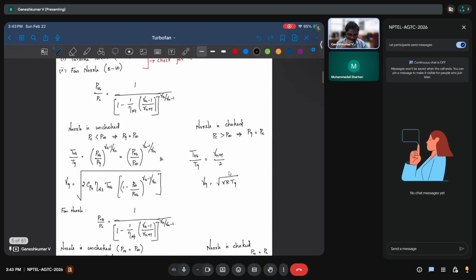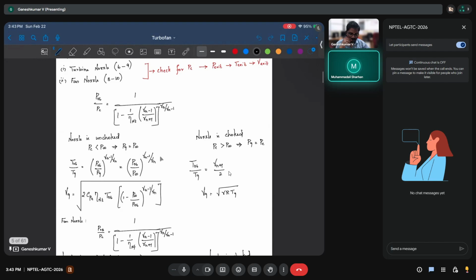Is that clear? Yeah, but in a choked nozzle, while calculating the exit velocity, we are just considering root gamma RT. Right. Okay, so in a choked nozzle, we know the nozzle is choked and Mach number is 1. So the velocity at the exit is going to be the same as the speed of sound. In that case, it doesn't matter what your efficiency is. It is going to be equal to the speed of sound.